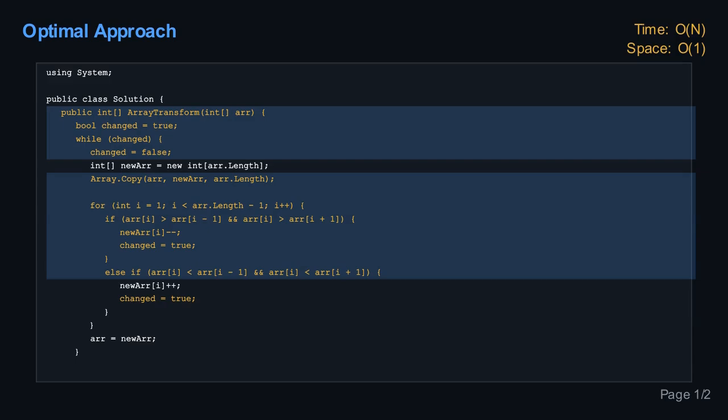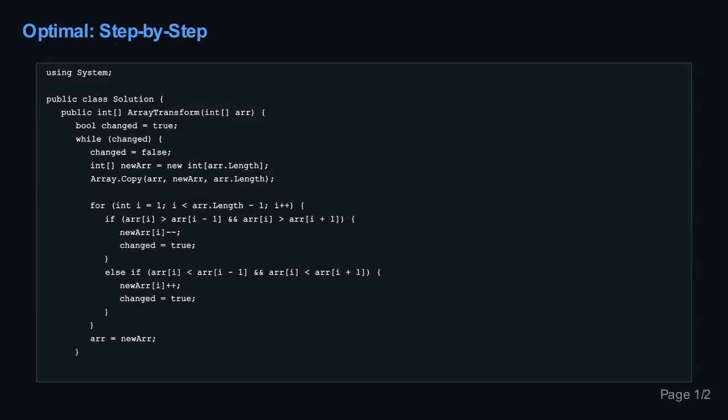We repeat this daily process until a full day passes where the temporary array is identical to the original, indicating no changes occurred. This ensures all modifications are based on the array's state at the beginning of each day, correctly simulating the problem's rules. Let's trace this with the example, array 6, 2, 3, 4. We start with a copy of the array, 6, 2, 3, 4.